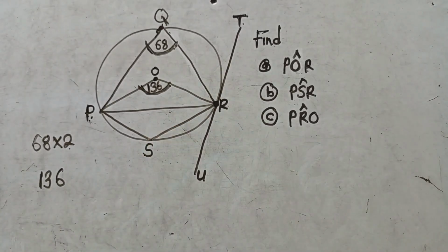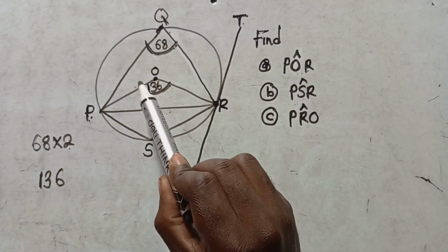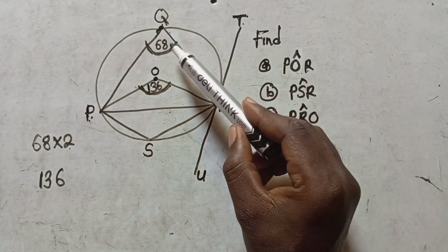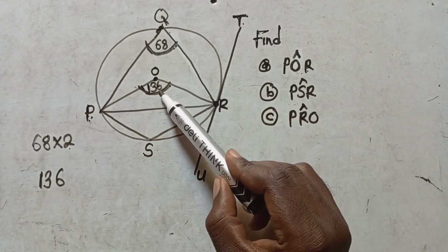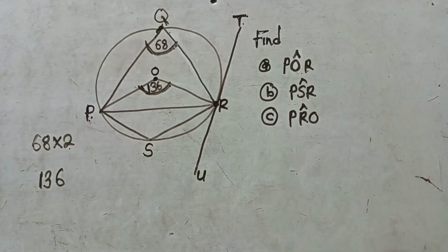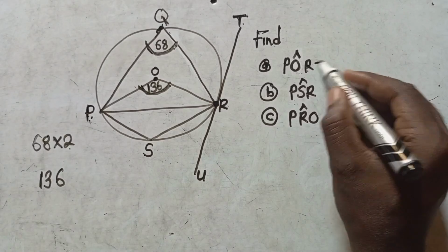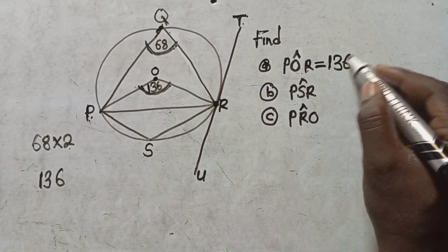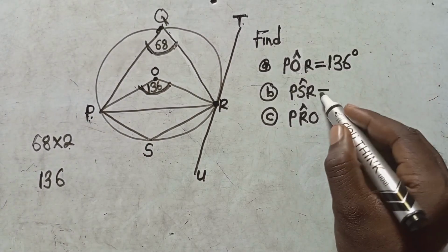So here I've got 136. This is what you are supposed to do. So this is a property that states that the angle at the center is twice bigger than the angle at the circumference. So it just says 68 times 2. If you are given this, you are told to find that, you just divide. This is how these things work. So this is the first question. That is 136 degrees. We've answered that.